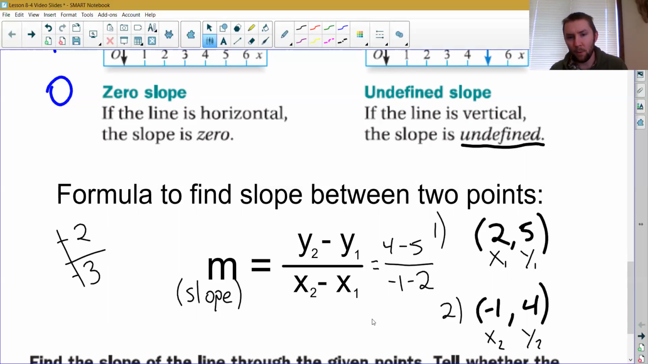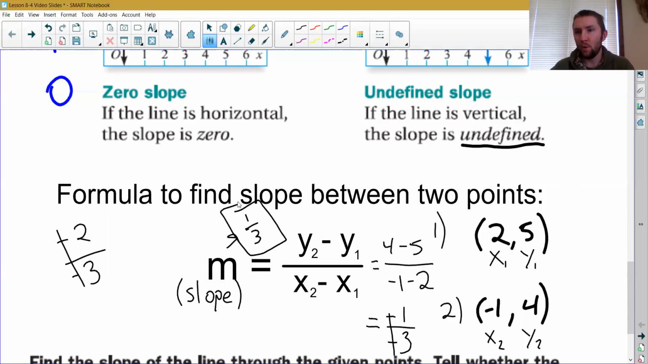This is one example here where when I do the top subtraction, 4 minus 5, I get -1. When I do the bottom subtraction, -1 minus 2 makes -3. So I can cancel those negatives, and my final answer for the slope would be 1/3, okay? This fraction would be my slope.